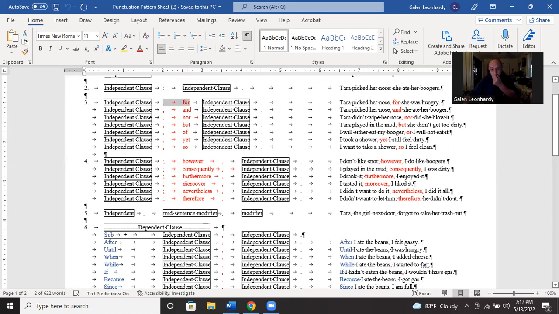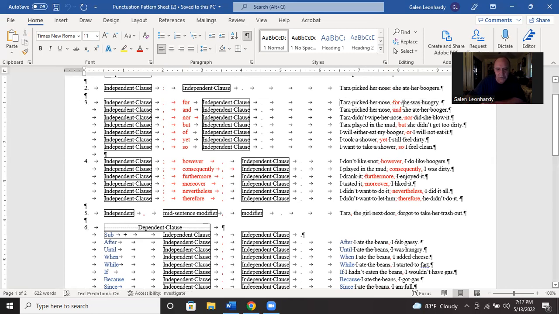Okay, so let's look up here. Tara picked her nose. She was hungry. We want to hook those two together. Boy, Tara is a real trip. Tara picked her nose. Oh, I see. For must mean because, right? Do you see how that would work? Tara picked her nose because she was hungry, right? So for and because are the same thing. So what's nor? What do you think nor is? You guys figure that out. Okay.